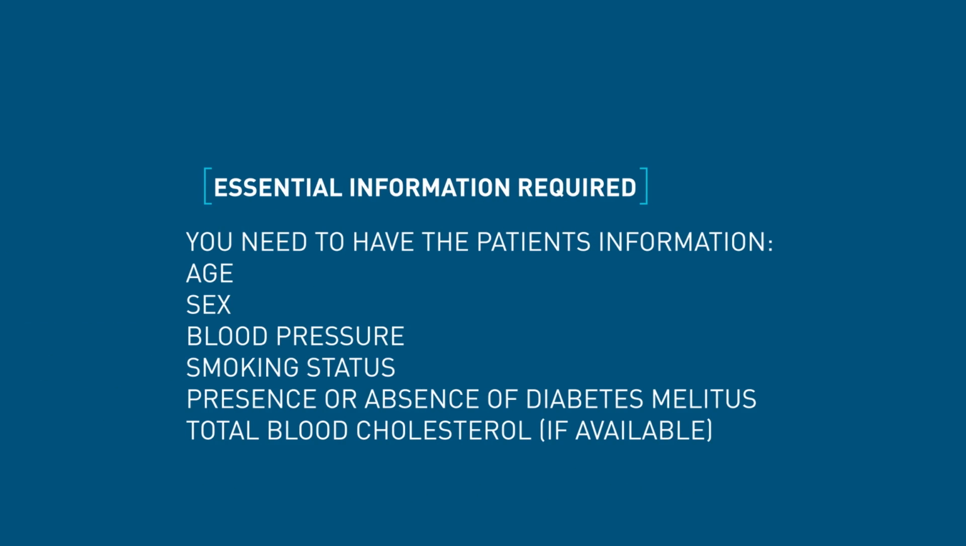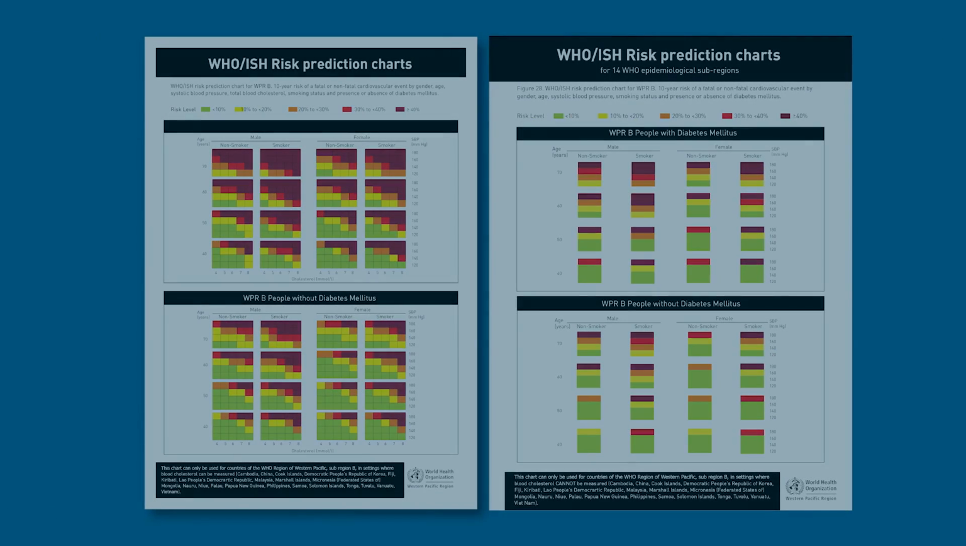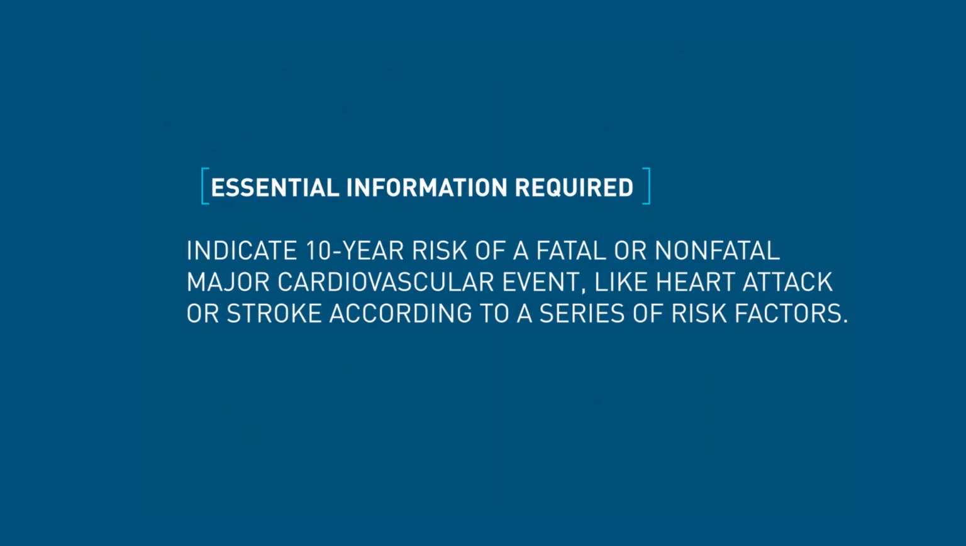You need to have the patient's information on age, sex, blood pressure, smoking status, presence or absence of diabetes mellitus, and if available, total blood cholesterol. Once you have this information, you can use the charts to calculate the approximate combined risk due to all these risk factors for CVD expressed as a 10-year risk for developing a heart attack or a stroke.